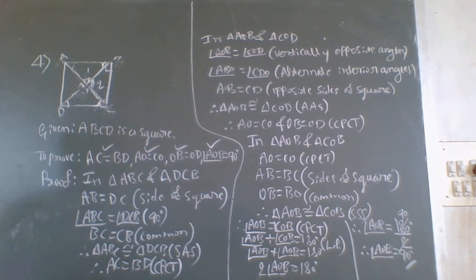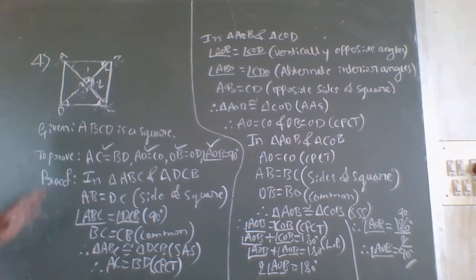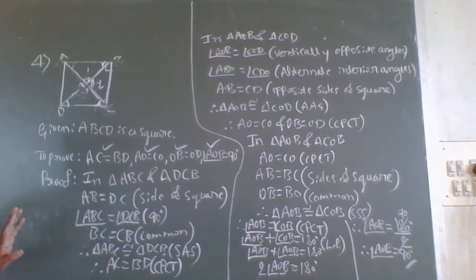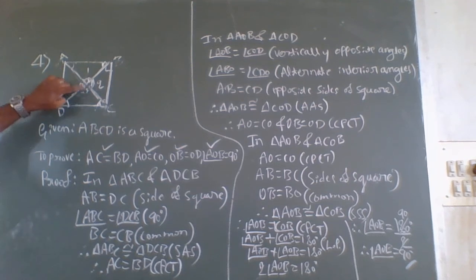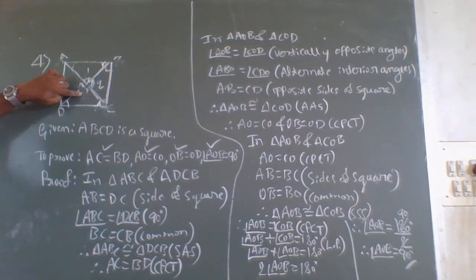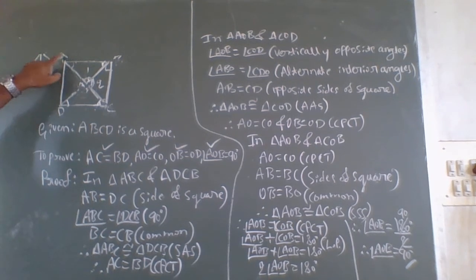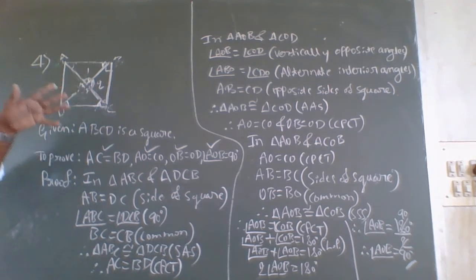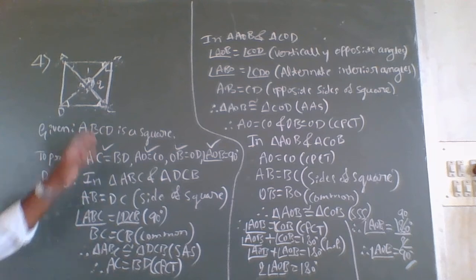So remember it in a step by step manner. First, consider triangles ABC and BCD. You will prove diagonals are equal. Next, consider these two triangles AOB and COD. You will prove what is that? Diagonals bisect each other. And next, consider triangles AOB and BOC. Prove these two triangles are congruent. What will you get? Diagonals of a square bisect each other at right angle.